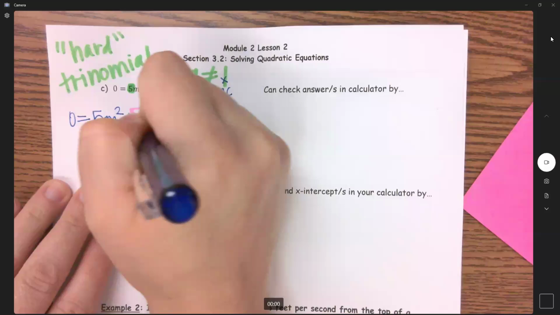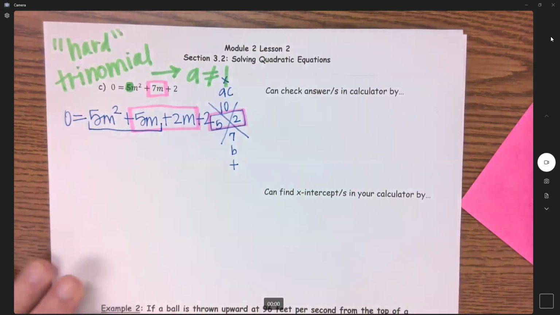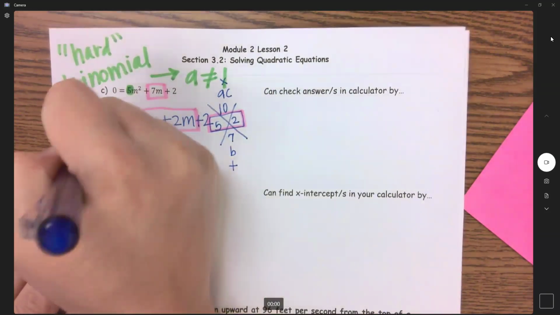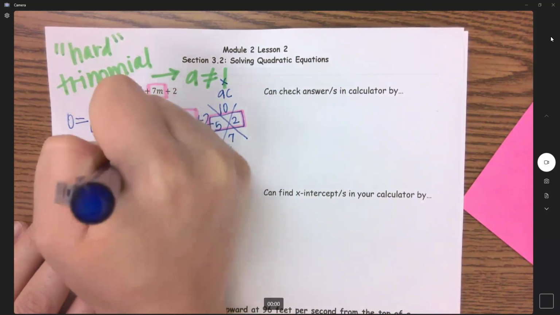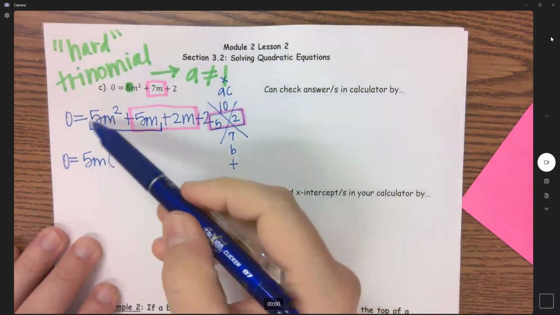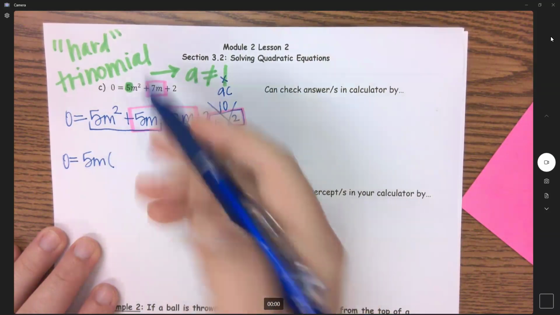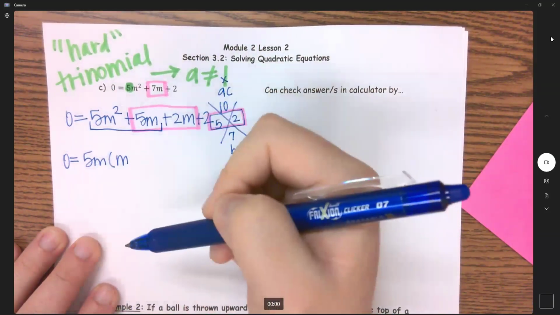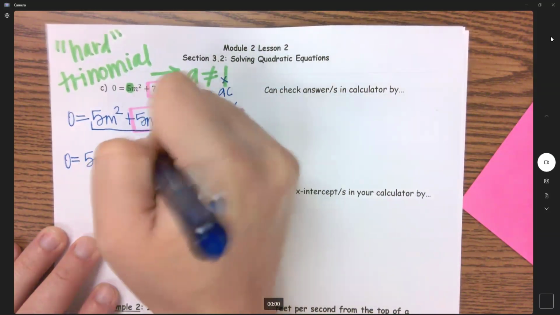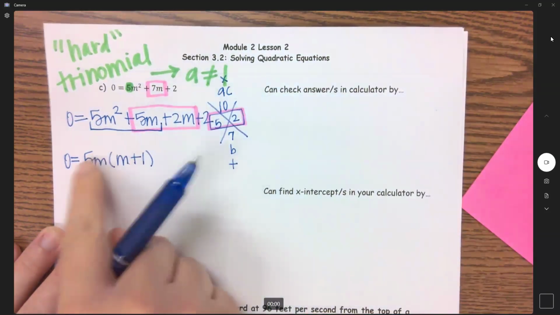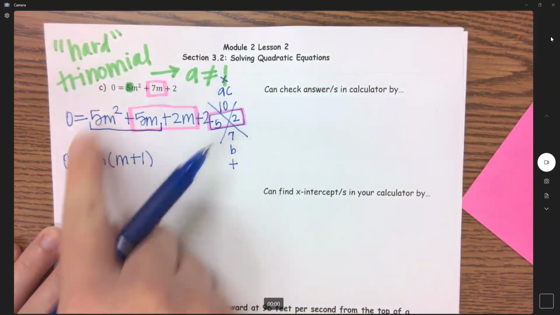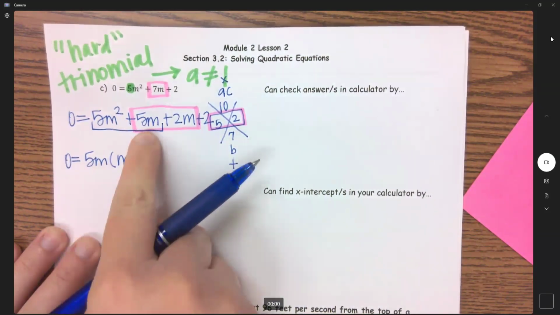So you'll group your first 2 up together. And what is your GCF of your first 2 terms? And that's a 5m. So I'm going to pull out a 5m and then divide. 5m squared divided by 5m is m. 5m divided by 5m is 1. Okay, if I distribute back, I get to this right here. 5m times m is 5m squared. 5m times 1 is 5m.